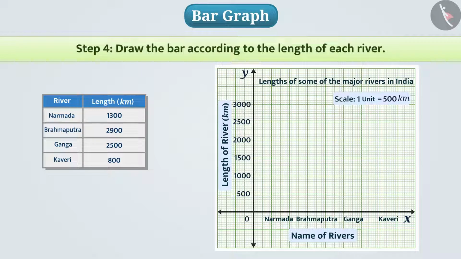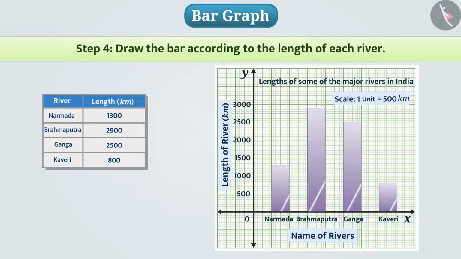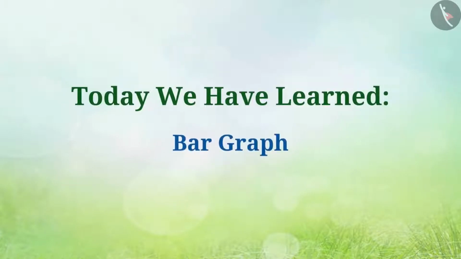Now we will draw the bar according to the length of each river. For example, here we have drawn a bar denoting the length of Narmada River at 1300 kilometers. Similarly, we will represent the lengths of all rivers as bars. Remember that the bars should have the same width and should be equally spaced. So today we have learned the bar graph. In the next video, we will see some examples of these.